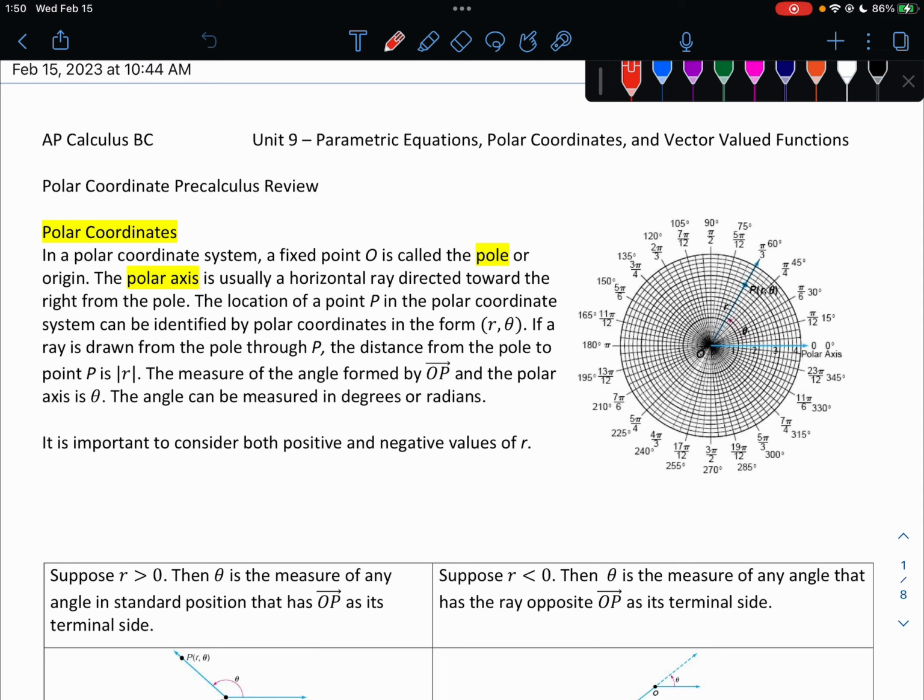And in this video today we're going to do a lot of review from things that you hopefully have learned in the past about polar coordinates. Alright, so let's just start with the polar coordinate system.